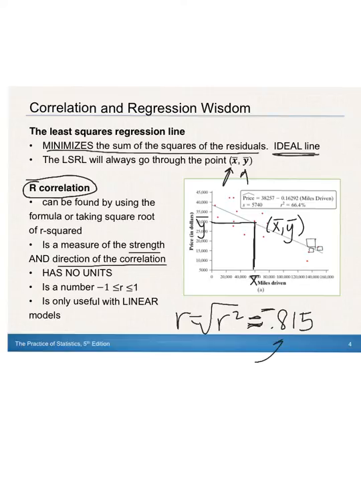This one's pretty strong in the negative direction because it's getting close to -1, which is as strong as you could possibly get in a negative direction, a perfect linear negative association, whereas +1 is a perfect line going up in that direction. An R will never be bigger than 1 or less than -1. It'll be somewhere in between, and we only use it with linear models. Also a big deal, and you will have questions on the test that test your understanding of this: an R has no units. It's just a metric of strength.